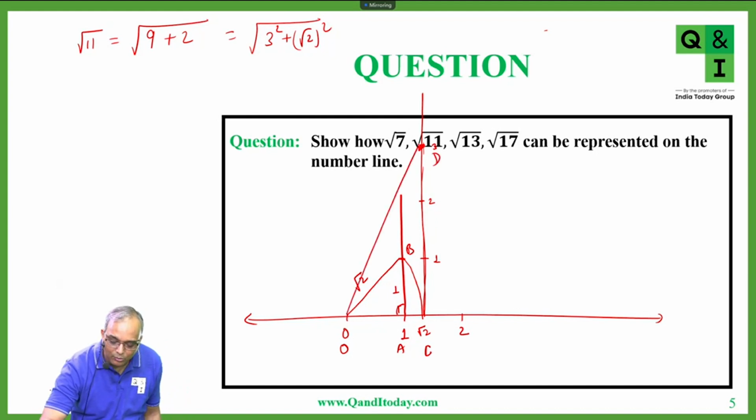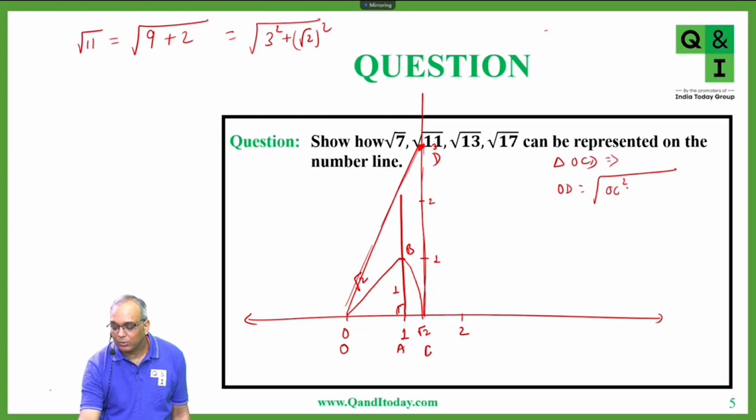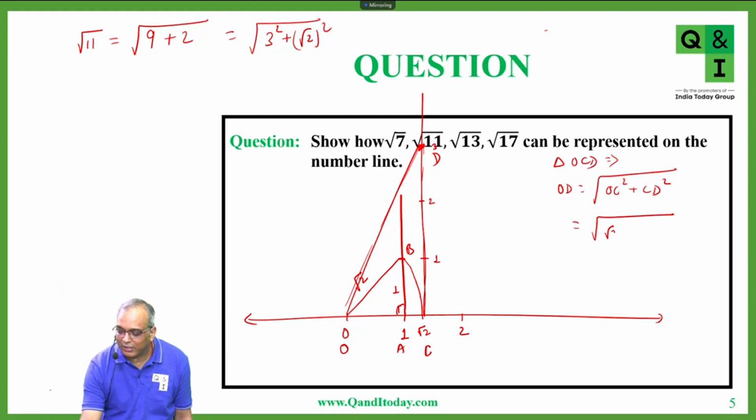Now if I join OD, right? This triangle OCD, we have OD is equal to root under OC square plus CD square. So when you put the values, OC square means square root of 2 whole square and CD is 3 whole square. So this will be 2 plus 9, which is equal to root 11.